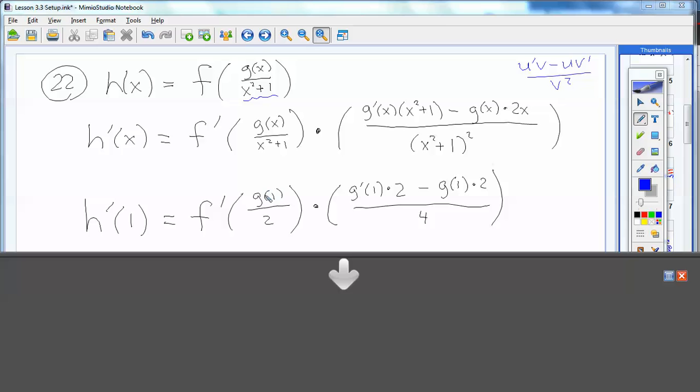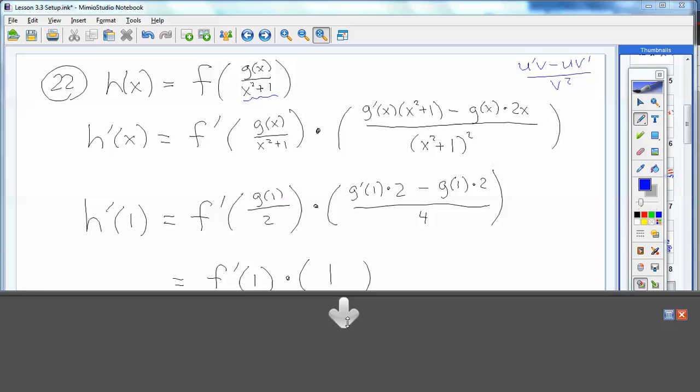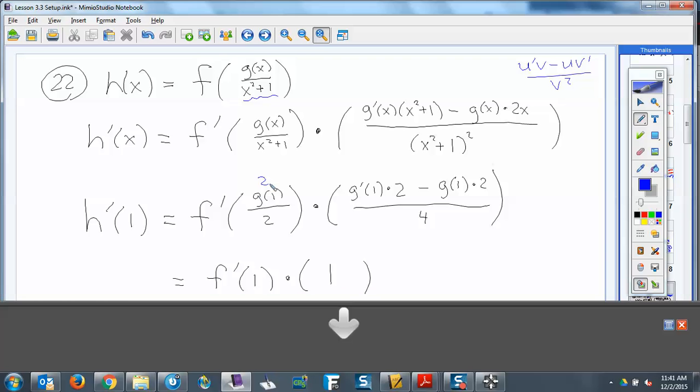So now we got to look, and then I think they gave us a bunch of this, right? What was g of 1? G of 1 is 2, so 2 divided by 2 is 1, so this becomes f prime of 1. G prime of 1 is 4, and g of 1 was 2, we said. So 4 times 2 is 8, 2 times 2 is 4, 8 minus 4 is 4, 4 divided by 4 is 1. Worked out nice.